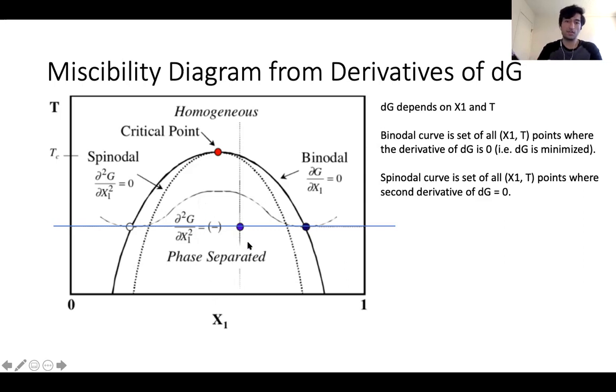That's just what this graph is trying to show you: no matter where you end up with X1, you just draw a horizontal line corresponding to the temperature, and that tells you your two equilibrium concentrations for A and B that are allowed. So that's what the binodal curve shows you.